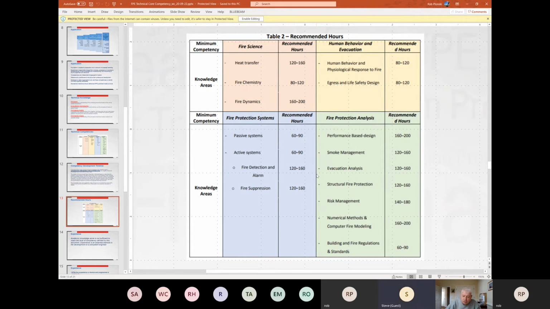So yes, I think it will be added as a recommended reading. We did provide some recommended references in the development of this document, and we are continuing to develop recommended readings for the document as well. I think Tom's got one.